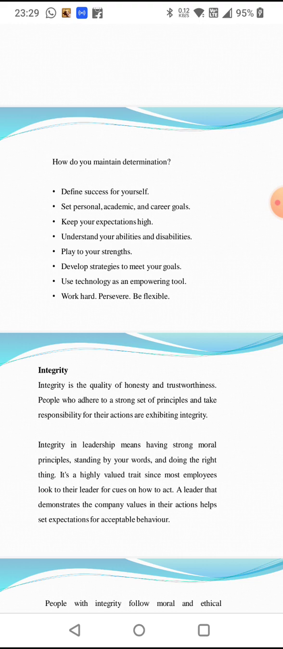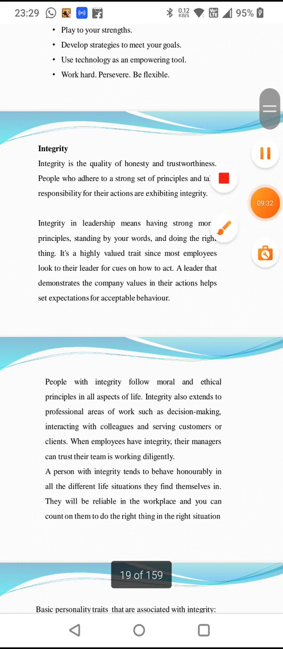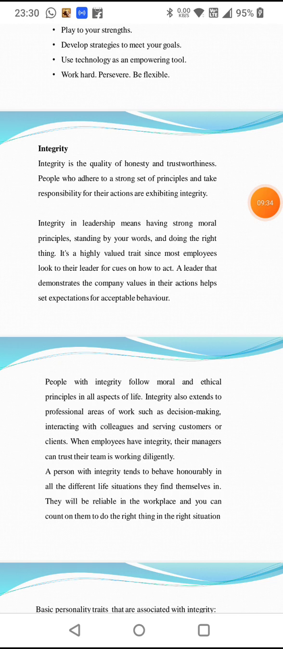So, next is integrity. Integrity is a quality of honesty and trustworthiness. People who adhere to a strong set of principles and take responsibility for their actions are exhibiting integrity. So, in leadership, it means having strong moral principles, standing by your words, and doing the right thing.